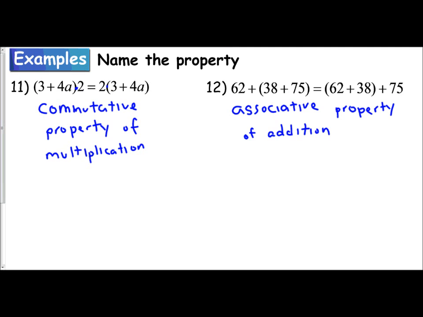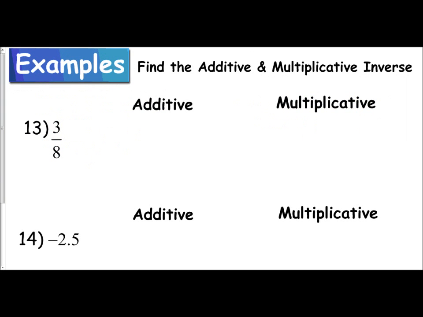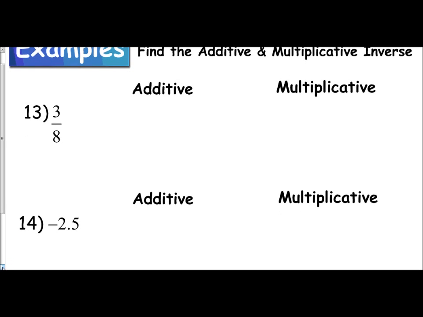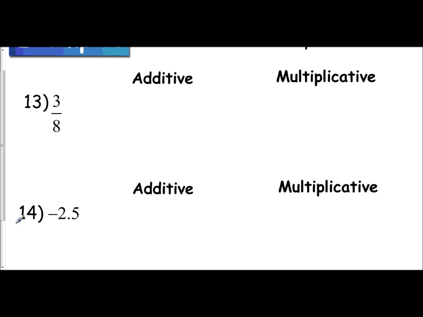The next examples we'll be looking at will be examining our additive and multiplicative inverses. So when we're doing our additive inverses, those are really the gimme problems, I'll say. It's just the opposite of what you see. So we'll do both additive inverses here. The opposite of a positive 3/8 is a negative 3/8. The opposite of a negative 2.5 is a positive 2.5.